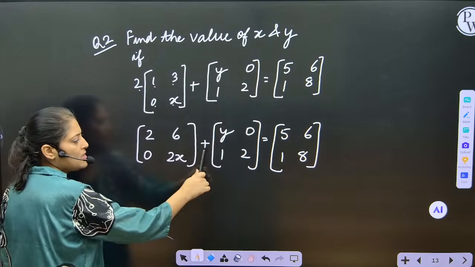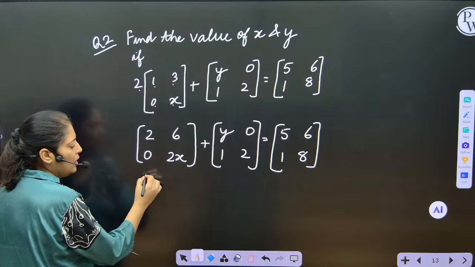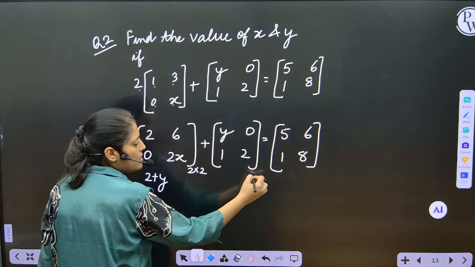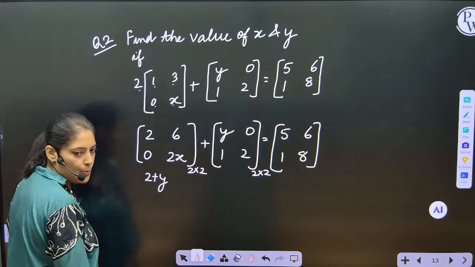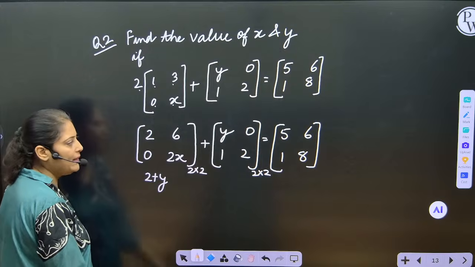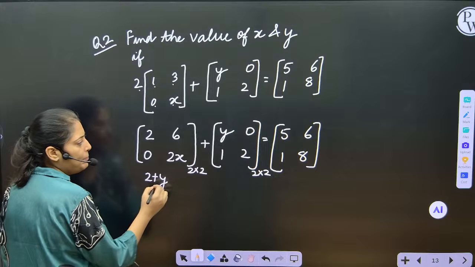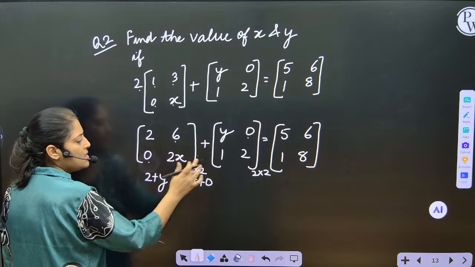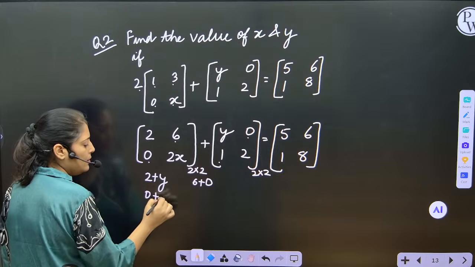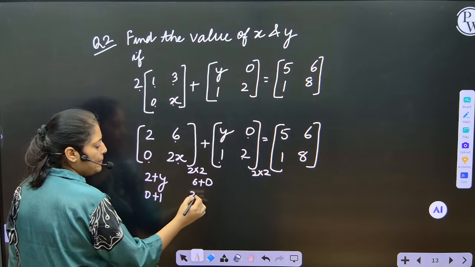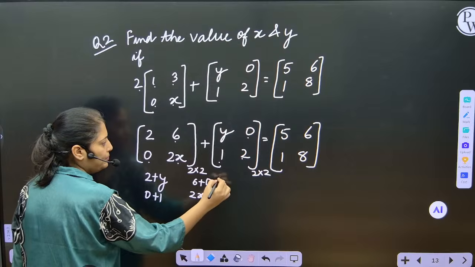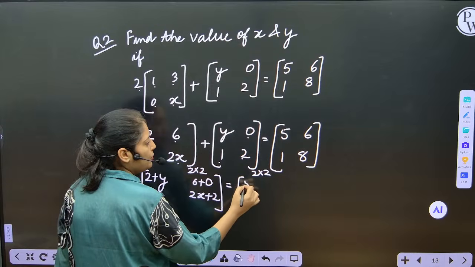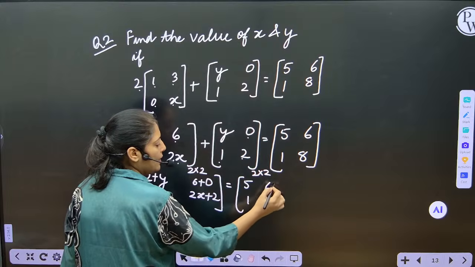Now we'll apply this operation plus. Corresponding elements we will add because this is also 2 cross 2. This is also 2 cross 2. Addition is possible. All right. So 2 plus y. Corresponding elements: 6 plus 0, 0 plus 1, 2x plus 2 equals [5 6; 1 8].